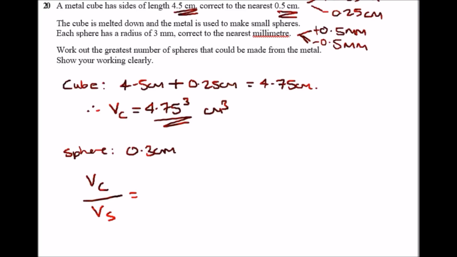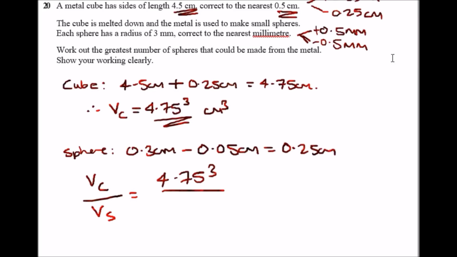Because remember, they melt down, so in other words, it reduces itself. So we know the volume of the cube would be 4.75 cubed. Now the volume of a sphere, well, we need to find a lower bound because you want to find the greatest range. So we need to subtract, in this case, 0.5 millimeters, which in centimeters is 0.05 centimeters, which will give us 0.25 centimeters.